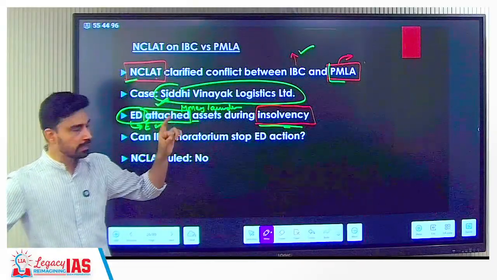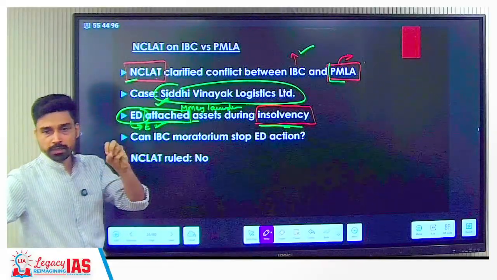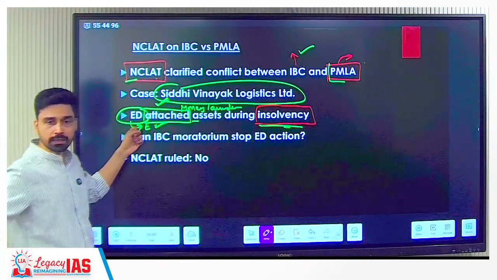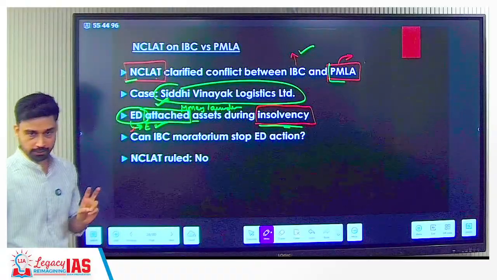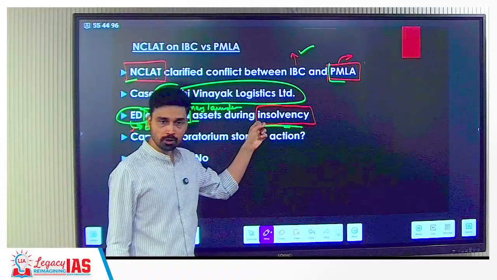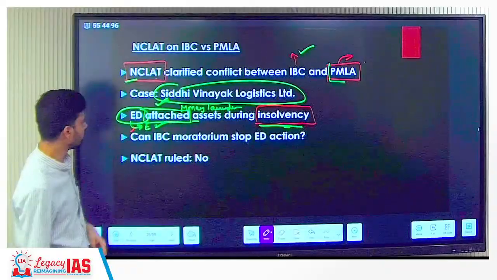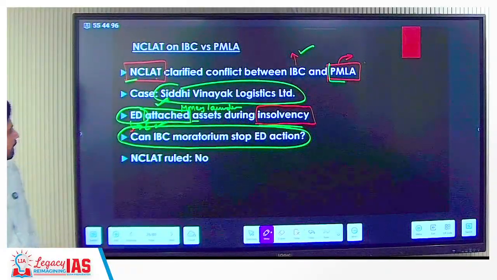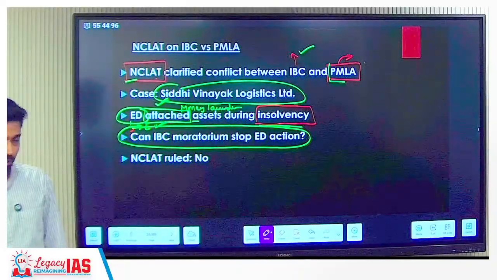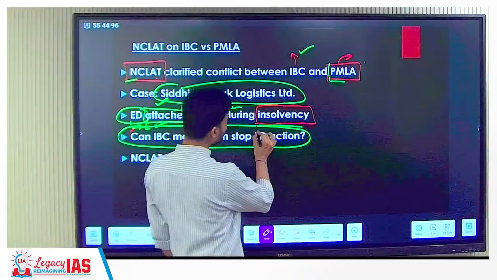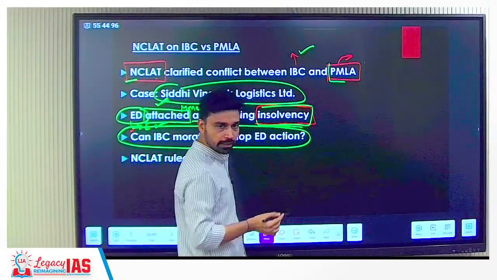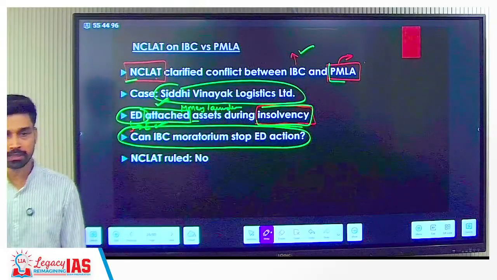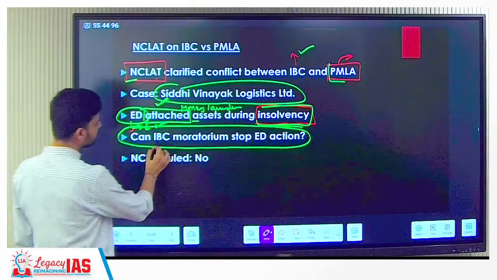So at one place you have the NCLT, National Company Law Tribunal. They are ensuring that based on how much asset the company has, the creditors can be returned their money. And at the same time, whatever assets they have are being seized, frozen by the Enforcement Directorate. So would it impact insolvency or not? It would impact. So that's why they went to the court. The question in front of the NCLAT was, can the IBC moratorium stop ED action? Because based on the IBC law, if any company is undergoing insolvency, its assets cannot be interfered with. No one can buy it, no one can sell it, no one can seize it. That is under the IBC mandate.